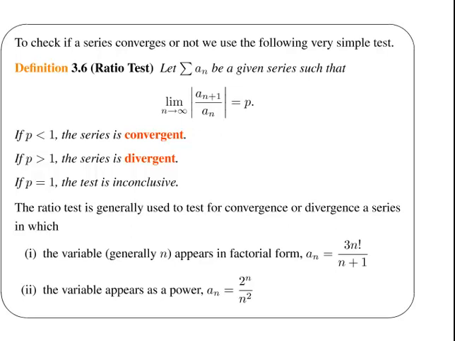If p is less than 1, the series is convergent. If it's greater than 1, it's divergent. Otherwise, if it's equal to 1, the test is inconclusive.